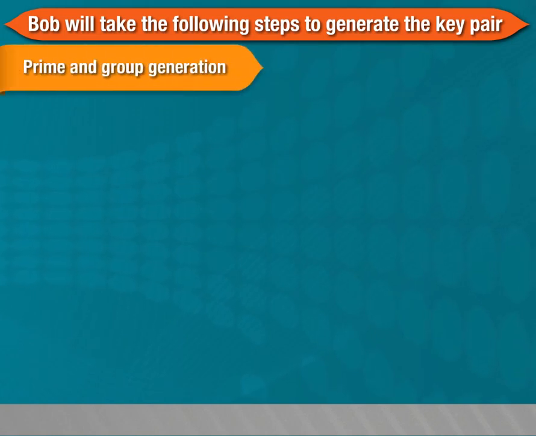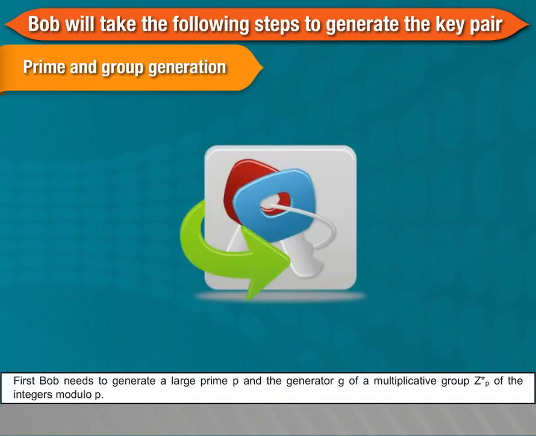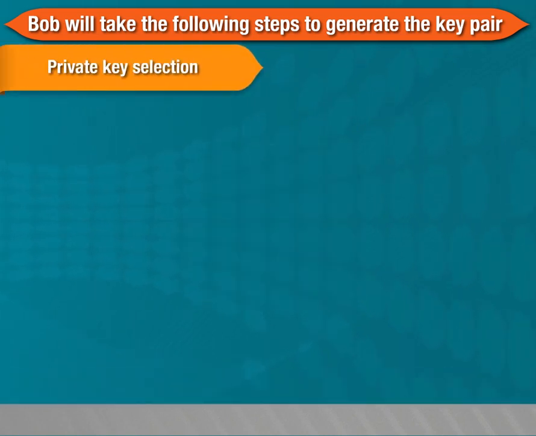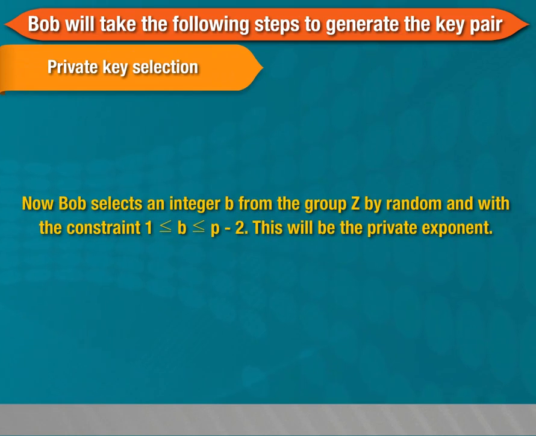Prime and group generation. First, Bob needs to generate a large prime P and the generator G of a multiplicative group, Z_P, the group of the integers modulo P. Private key selection. Now, Bob selects an integer B from the group Z at random, with a constraint 1 ≤ B ≤ P−2. This will be the private exponent.